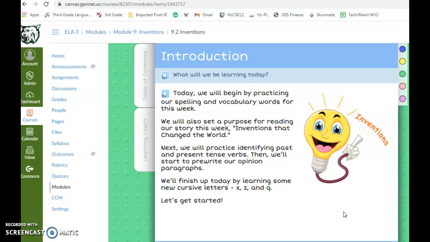Yesterday we saw what our spelling words were going to be for the week, and they had some blends, 3 letters combined together to make a blend. So we'll begin by practicing our spelling. We will set the purpose for reading our story this week, which is going to be inventions that change the world. We will continue to look at verbs that are present, that means they're happening now, or past, they already happened. And then also in your packet, there are some cursive letters, X, Z, and Q.